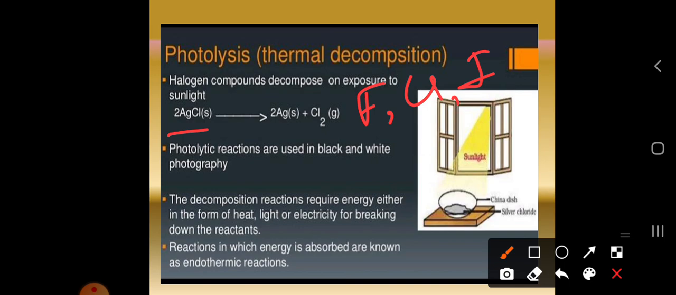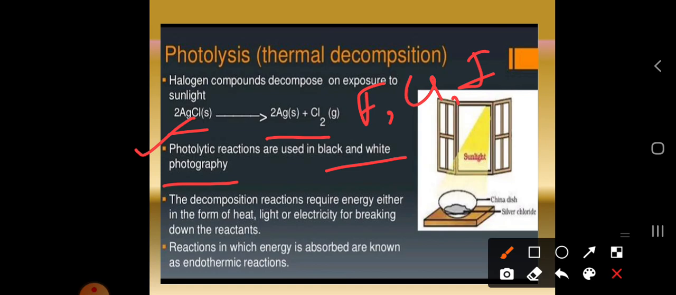So what happens when you do this decomposition reaction? The halogen compound that we have taken will break down into two things, that is two molecules of silver as well as two molecules of chlorine. So this is one of the thermal decomposition reactions. Here the photolytic reactions are used in black and white photography. So in black and white photography, these reactions are used.